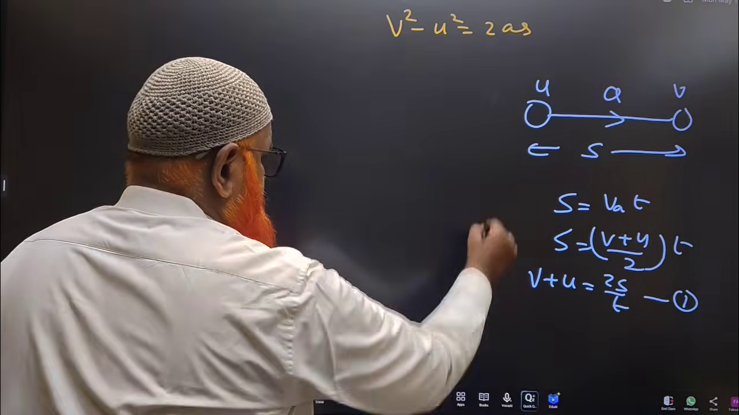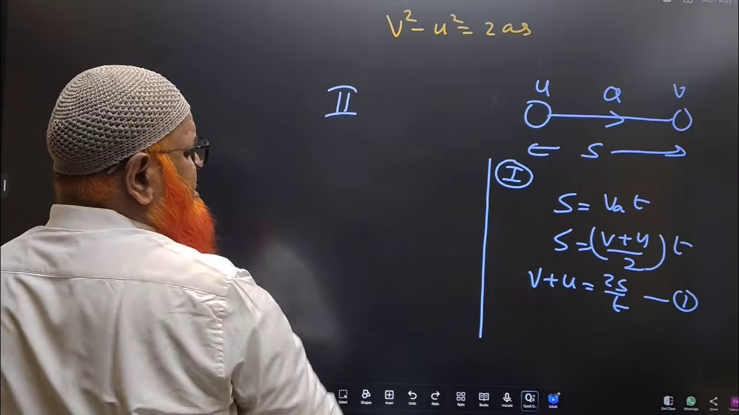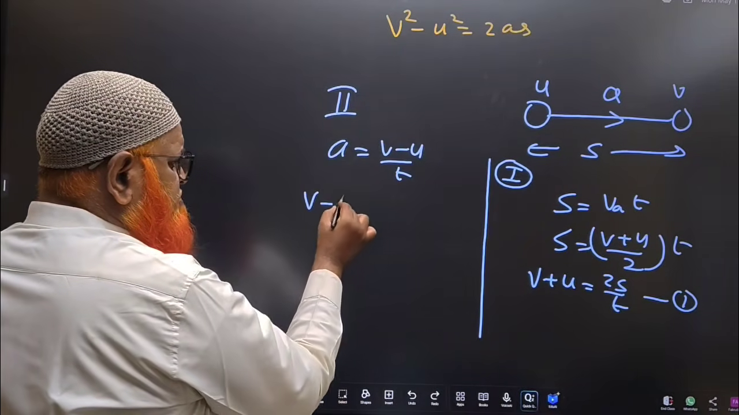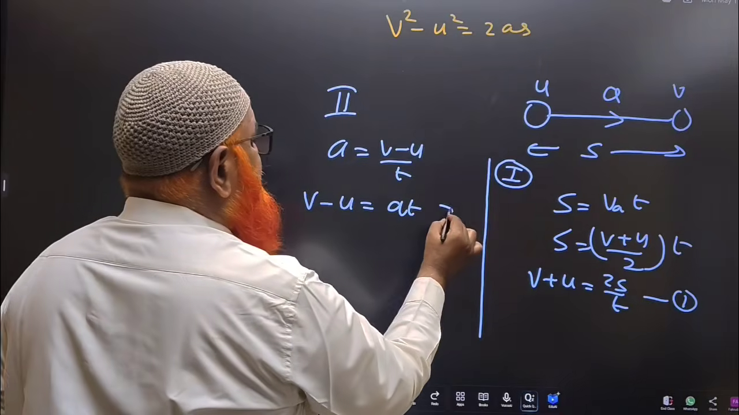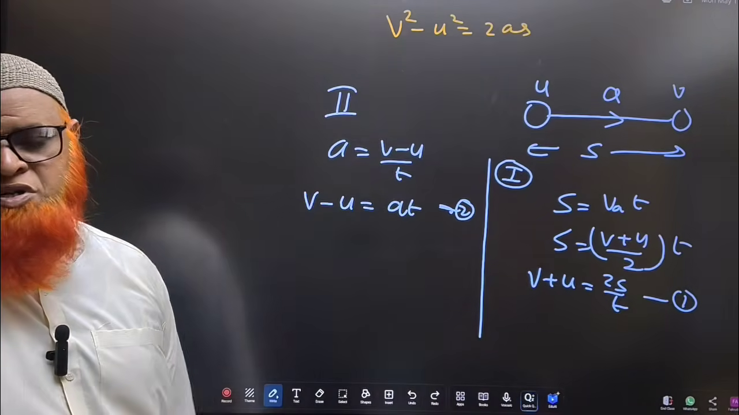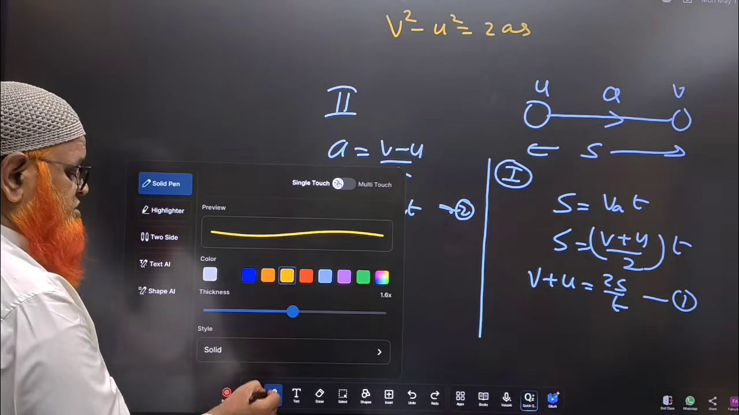This is taken as the first part of your derivation. What is the second part of our derivation? You all know a is equal to v minus u by t. From this you will write v minus u is equal to at. This is the second part. We brought it from known to unknown. So the next thing you are going to do is multiply these two.